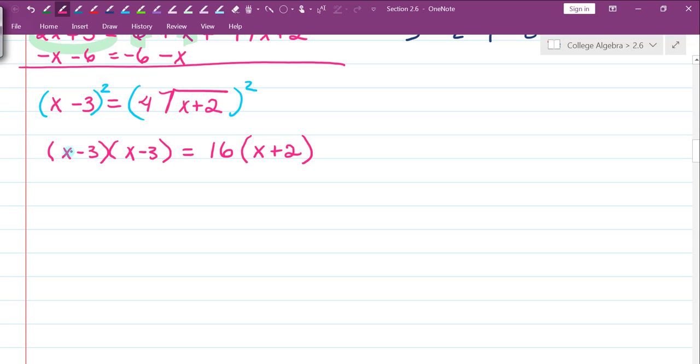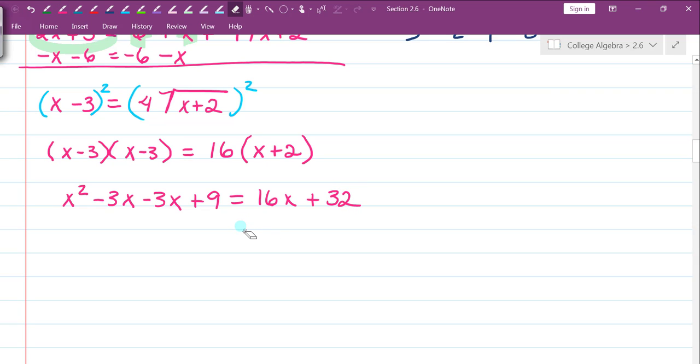On the left hand side, let's go ahead and FOIL. So I have x times x, which is x squared. I have x times negative 3, which is negative 3x. I have negative 3 times x, which is negative 3x. Negative 3 times negative 3 gives me plus 9. On the right hand side, 16 times x is 16x. 16 times 2 is plus 32.